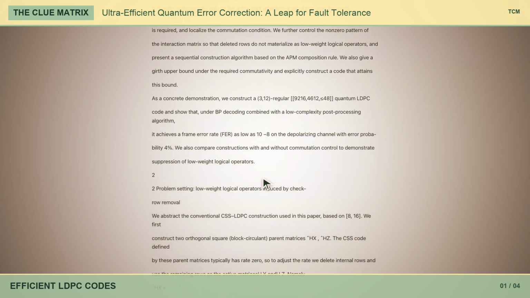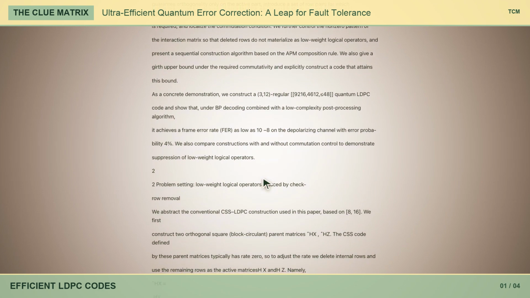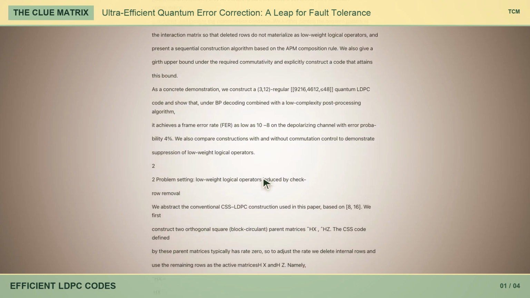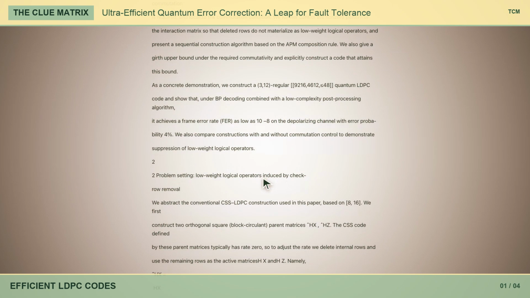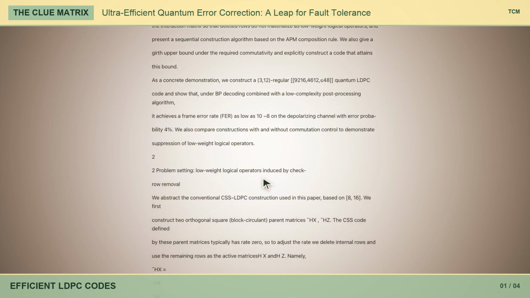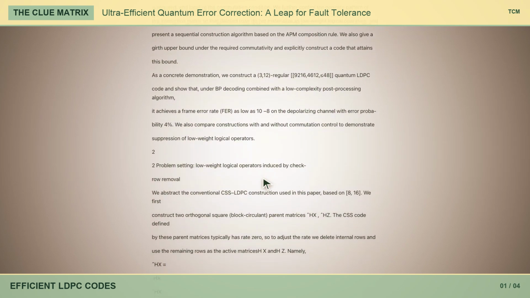A frame error rate of 10 to the minus 8 means we're seeing errors incredibly rarely, even with a relatively high underlying physical error rate. This level of reliability is exactly what we need for practical quantum applications.